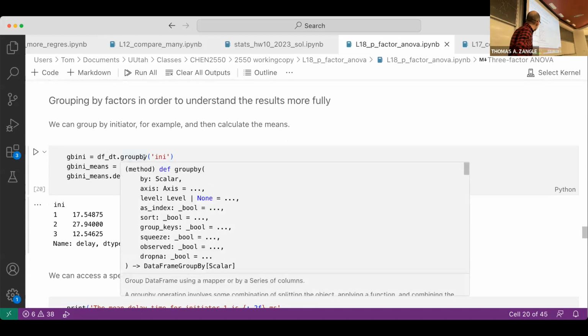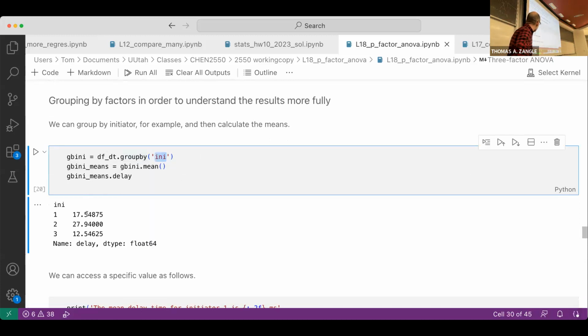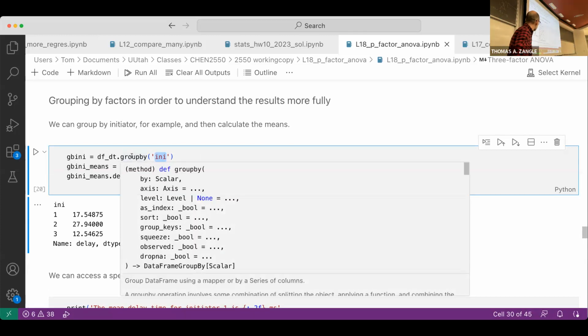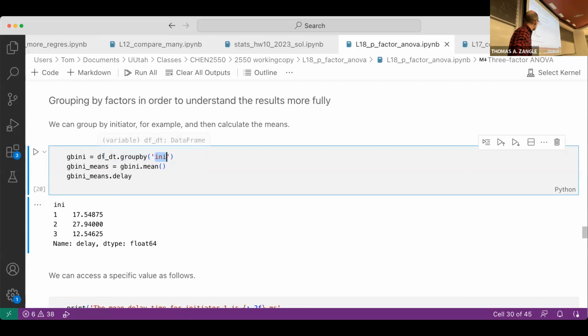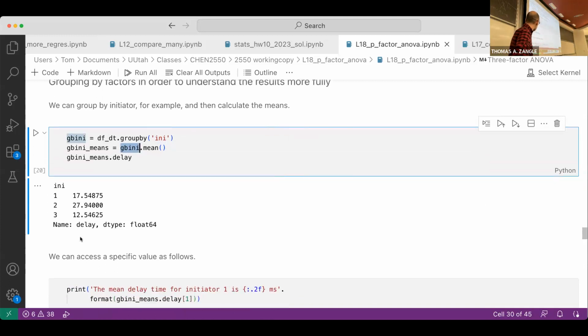So here we're grouping by initiator and computing the means. This function here, group by, is going to take our data and group it by that initiator type. And then we're taking that data that was grouped by initiator type and computing the mean. So our end result is a table showing the mean for each of those different initiator types. So we have for initiator type 1, 17, 2, 28, and 3, 13 milliseconds.